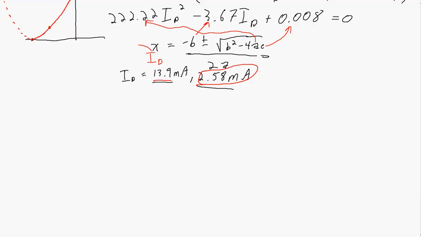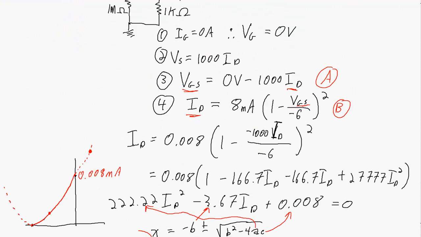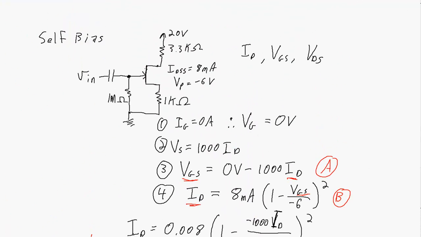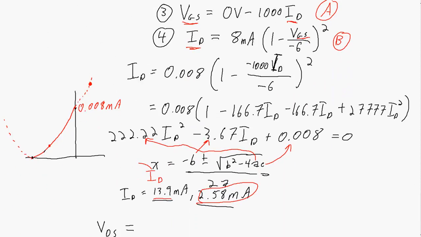Now the last piece of information that we need is VDS. What is VDS? Well, let's go back up to the graph here. The voltage between this point and this point. Well, again, we can use Kirchhoff's voltage law. We're going to have 20 volts minus the voltage drop across this resistor minus VDS minus the voltage drop across this resistor brings us to 0. So what does that equation look like?